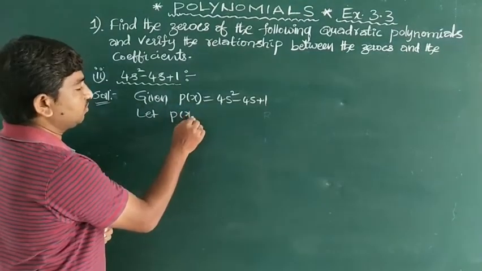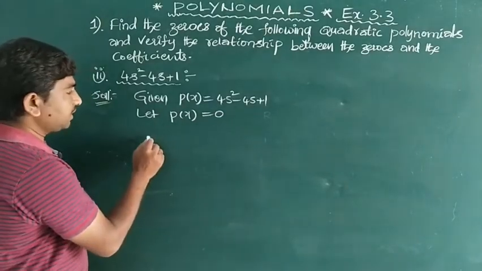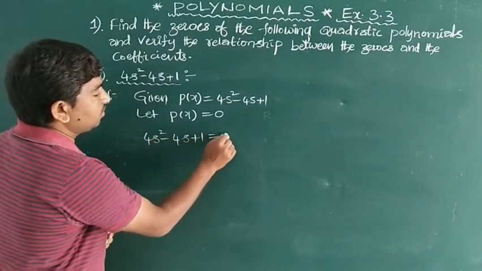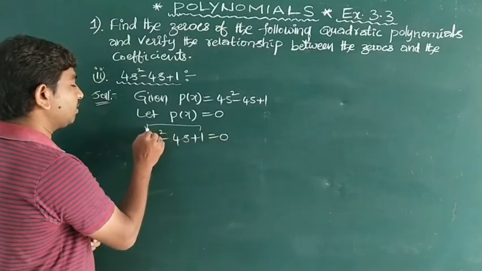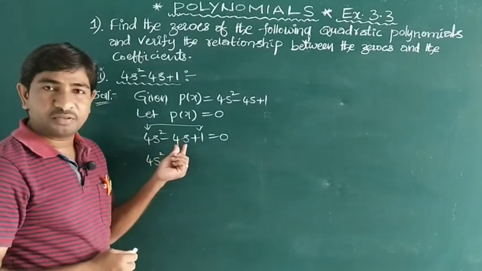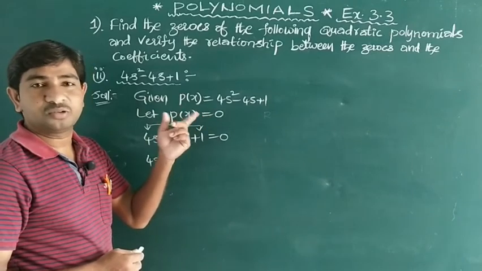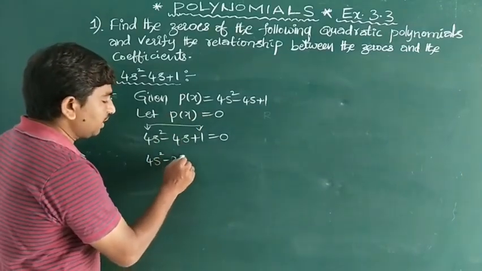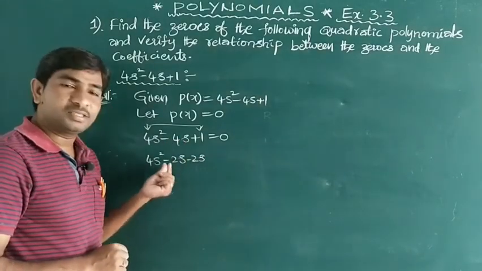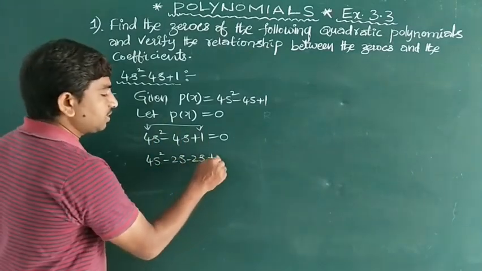Let us consider p of x is equal to 0. Now what is p of x? 4s square minus 4s plus 1 is equal to 0. Write this by factorization. Now the minus 4s can be written so that the product is 4 times 1, which is 4. For 4, the only factor is 2 and 2. That's why minus 2s and minus 2s. Minus 2s minus 2s gives minus 4s, and multiplying these two, minus 2 into minus 2 gives plus 4, which is 4 times 1. So that is the suitable pair.